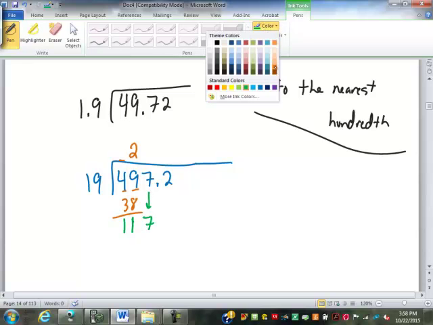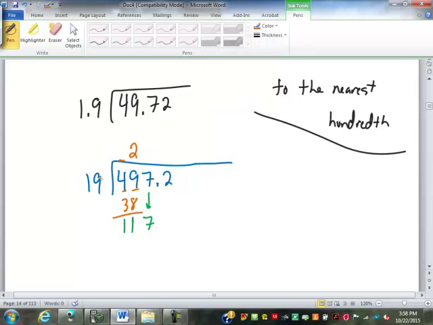And then? 6 times 19 is 114. So 19 goes into 117 6 times. 6 times 19, 114. Now, if you're struggling with that, remember we can do 19 times 6 over here to get the 114 if you have to. So then what?